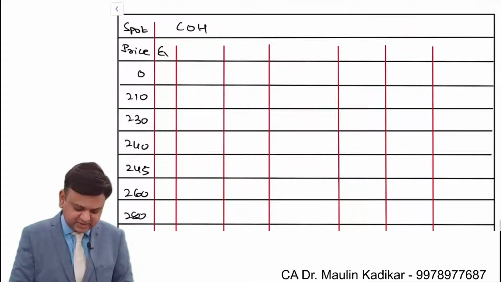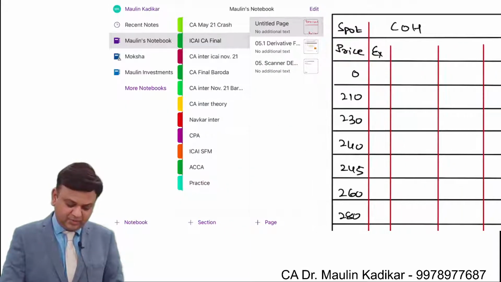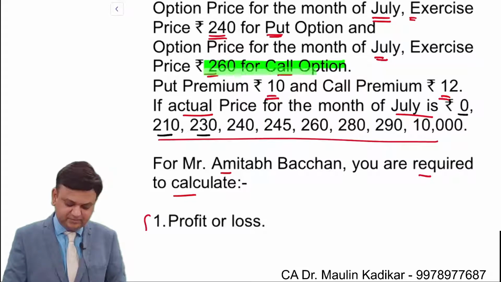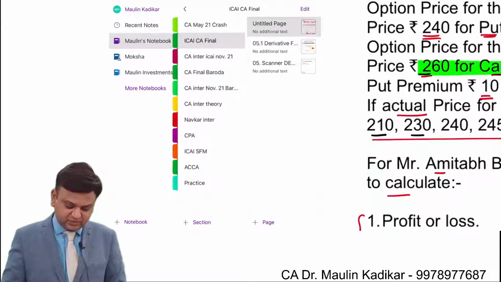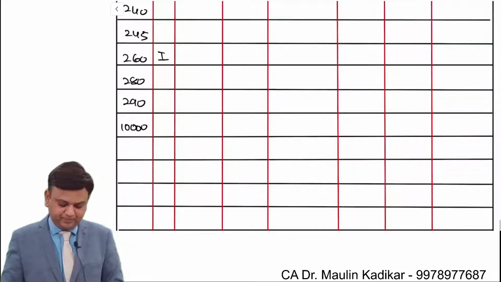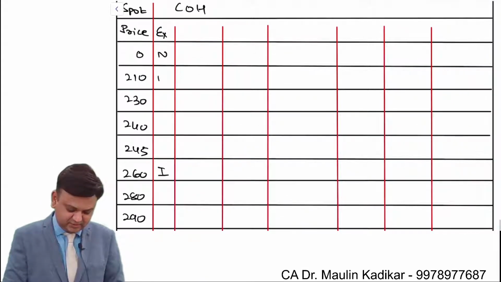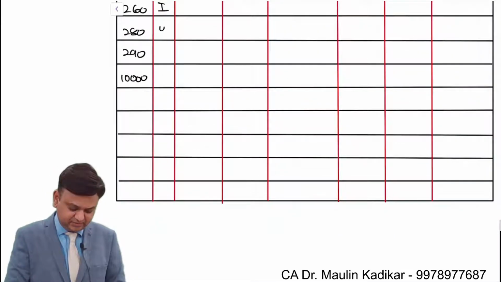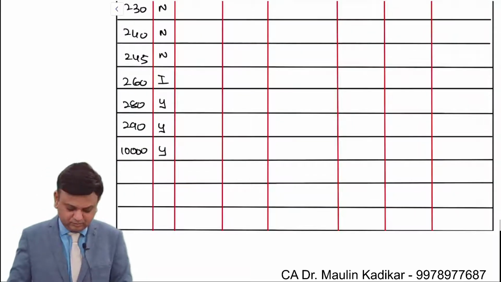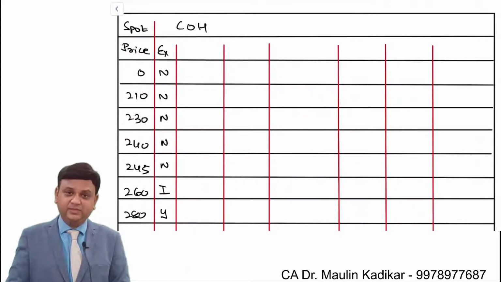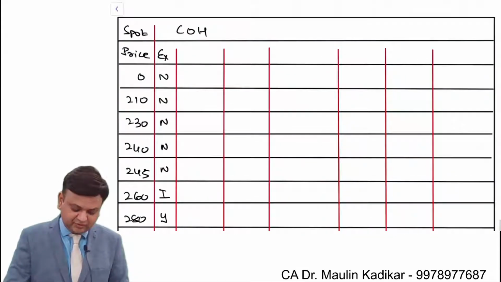First, the call option. Whether you will exercise the right or not: we have been provided the information that the exercise price for the call option is 260. At 260, you are indifferent. If the price is less, you will not exercise. If the price is more, you will exercise. If you do not exercise or you are indifferent, the payoff will be zero. Otherwise, you will have a positive payoff.